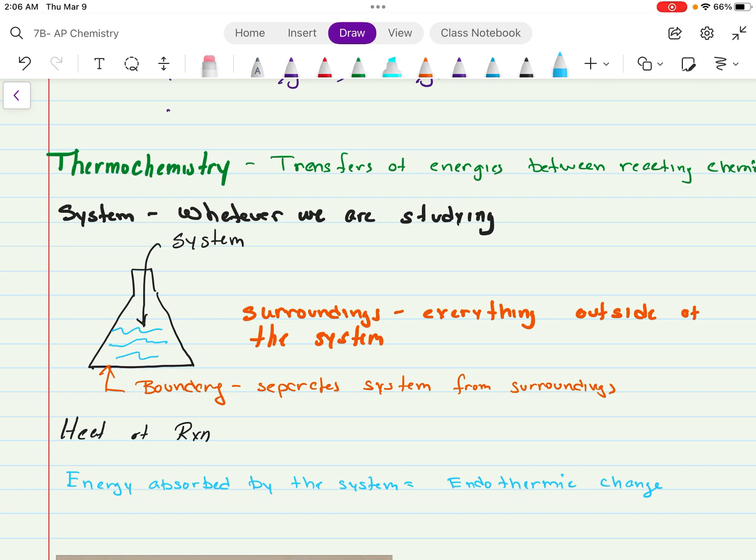We talked about this before. When the energy is released by the system into its surroundings, we call that an exothermic change.